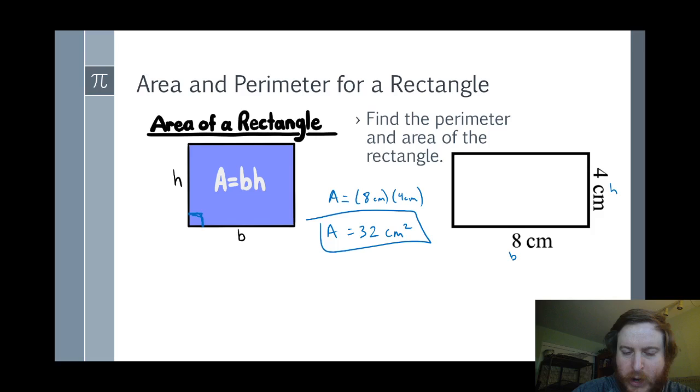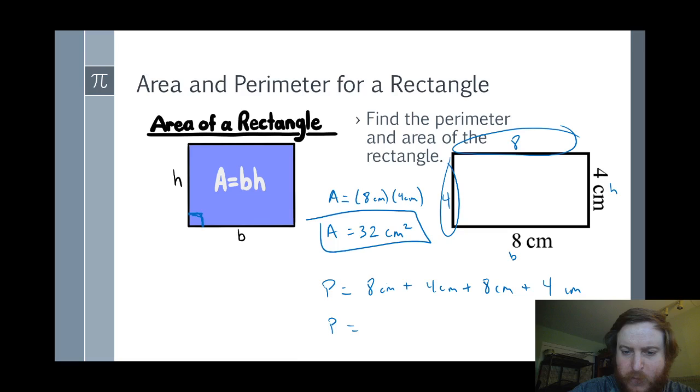If you don't write the units within the step, that's fine. Just write them at the end. So 8 plus 4 is 12, plus another 8 is 20, plus another 4 is 24. And our units for perimeter just stay the same. They stay as centimeters. When we're adding, they don't become squared. They just remain the same.